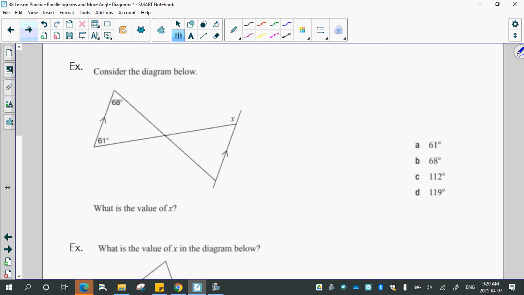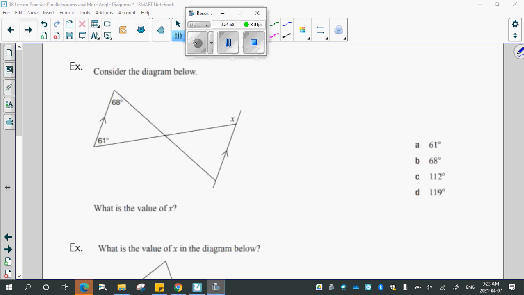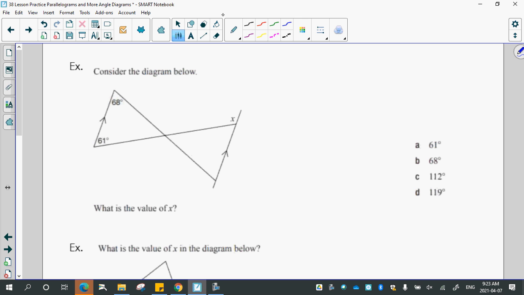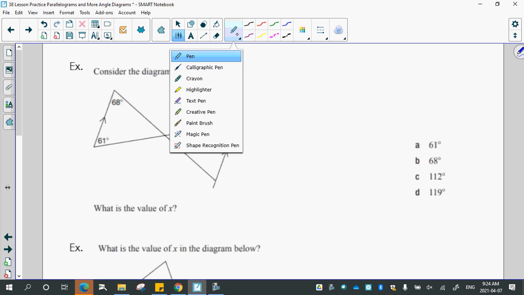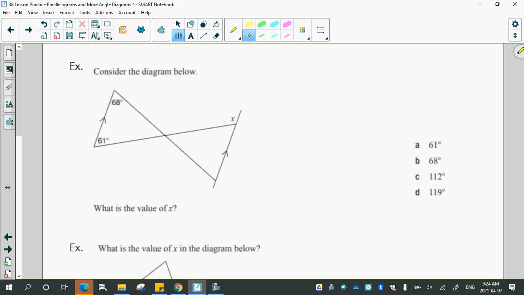Consider the diagram below. I feel like we've done this question before. See if you can do it again. Last time I helped you, this time. Okay, for this one, did anyone tell me what you did first? Yep, William? I did the X thing. You did the Z thing? X. The X. This one? Yeah. Okay, so how does that help you?